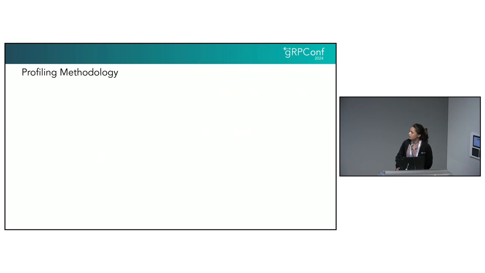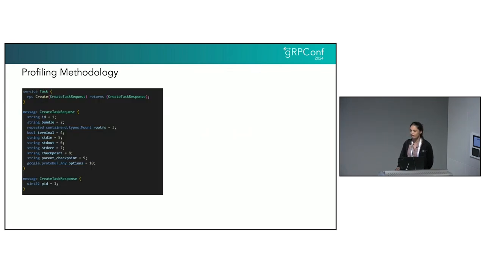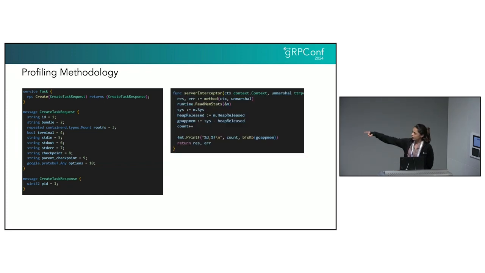The next one was memory profiling. For memory profiling, we wanted to use definitions from the containerd shim, so that we are able to simulate a real world example and see how the two protocols behave in a realistic context. We picked the create task request, which is one of the most used services of containerd. We generated the protobuf files there, and using the server interceptor, we measured.